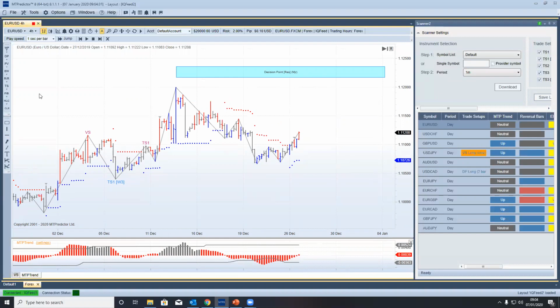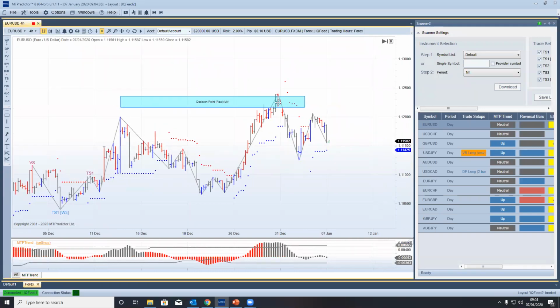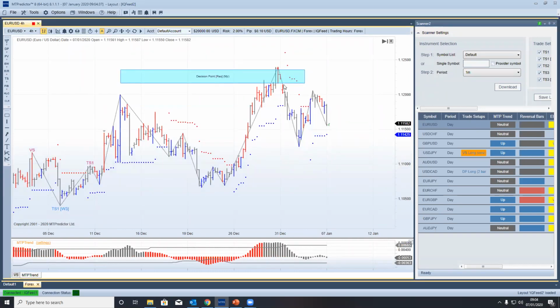So what we're looking to do now is see what the market does as it approaches this level. Now, it's not a target to say it's going to get there. What we're doing is saying if it gets there, then we want to see what the market does at that level.